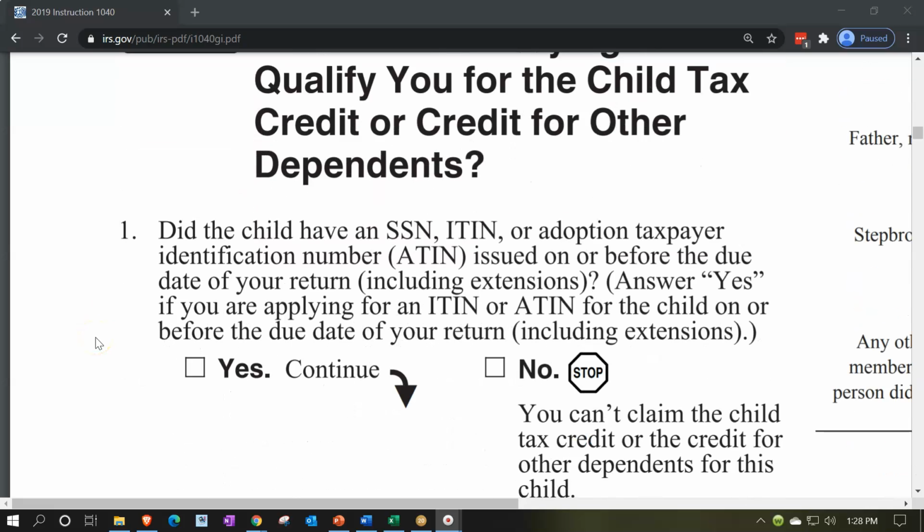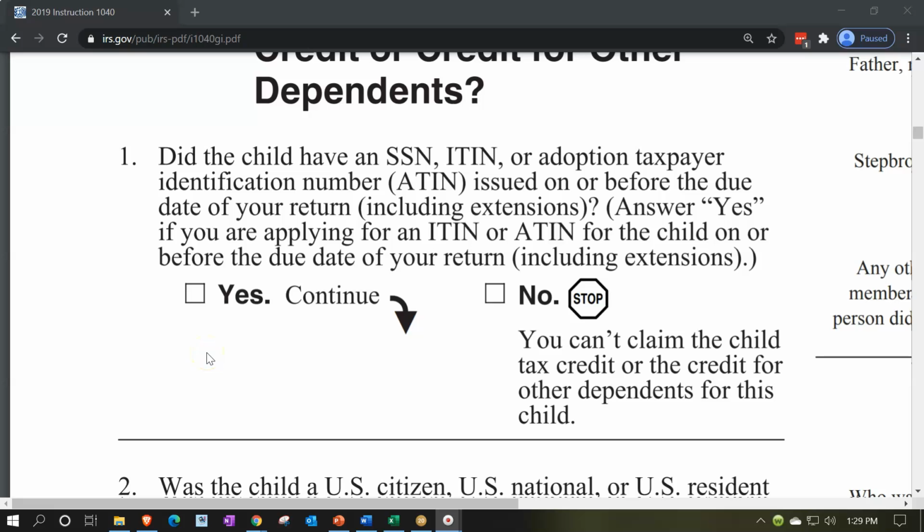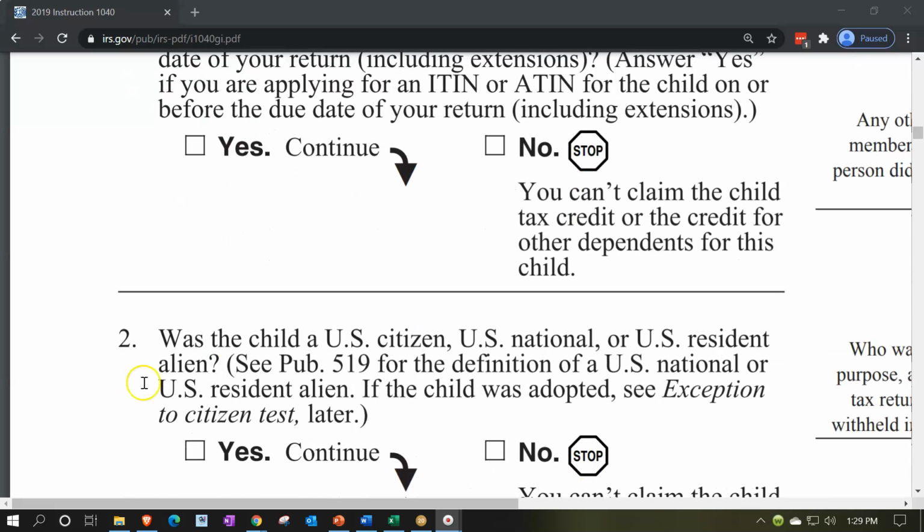So number 1, does the child have a social security number, SSN or ITIN, or an adoption taxpayer identification number, an ATIN, issued on or before the due date of your return, including extensions? So answer yes if you are applying for the ITIN or ATIN for the child on or before the due date of the return, including extensions. So if yes, we're going to continue. If no, you can't claim. So we're going to then go to the next one.